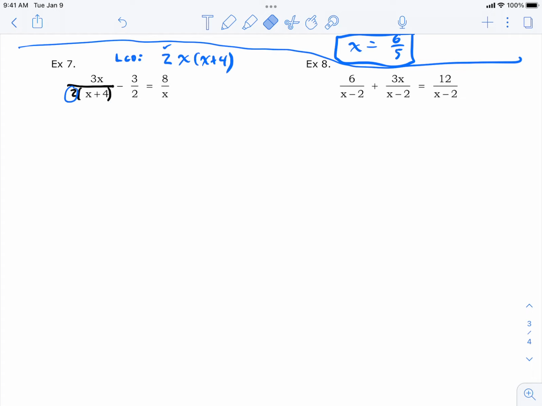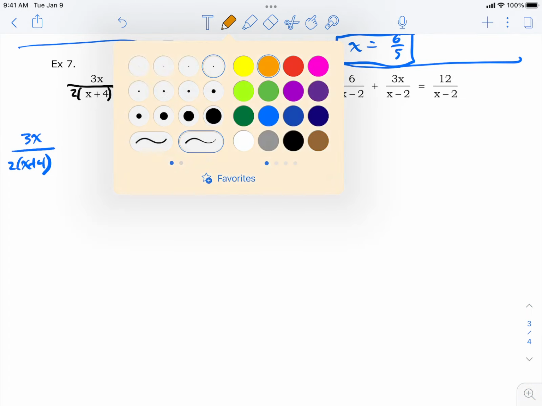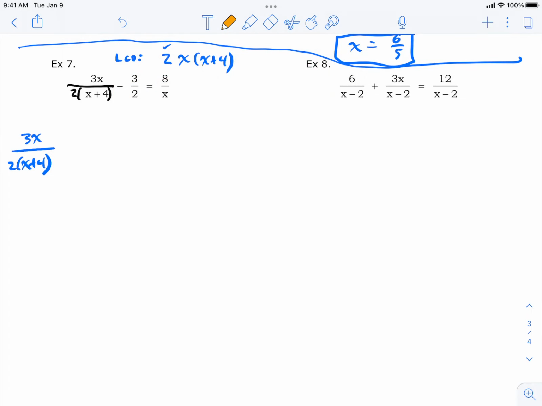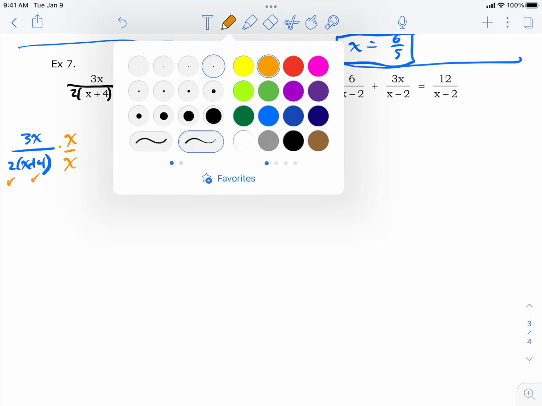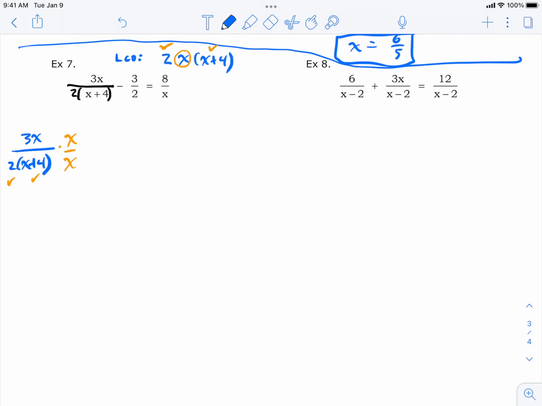Now we just have to make sure all these terms have the LCD. My first term, 3x over 2 with an x plus 4. In order to get all my pieces together, I need a 2, and I do have a 2. I need an x plus 4, and I do have an x plus 4. I still need the x, so this has to be multiplied by x over x. You're making sure everybody's got the same pieces, so to speak.